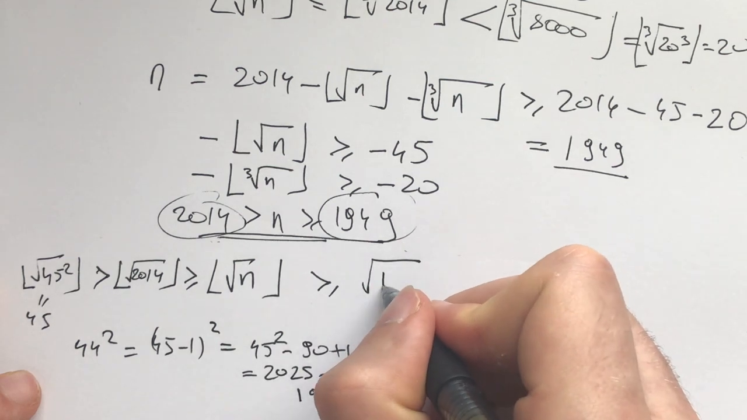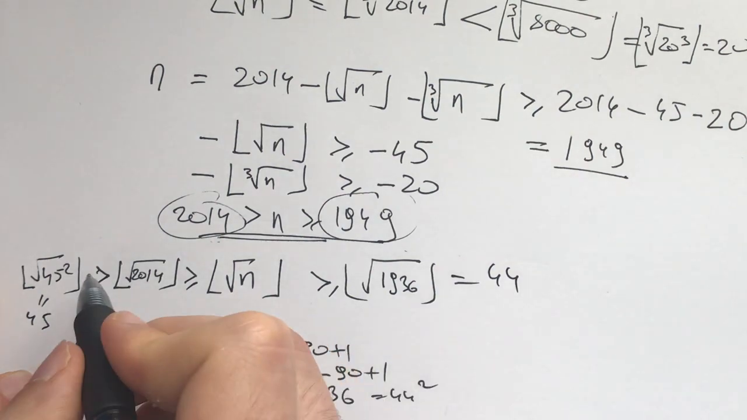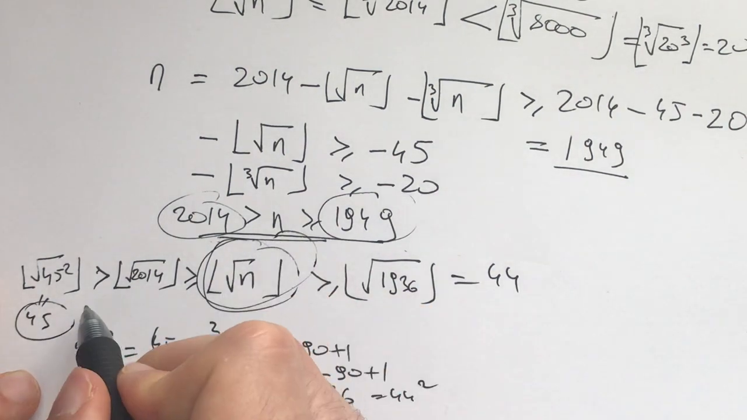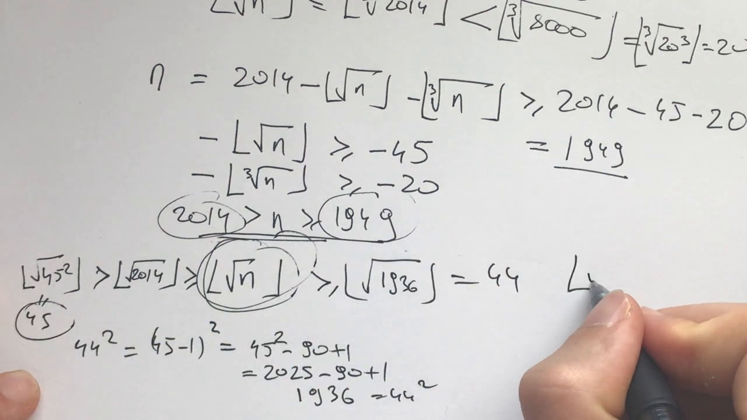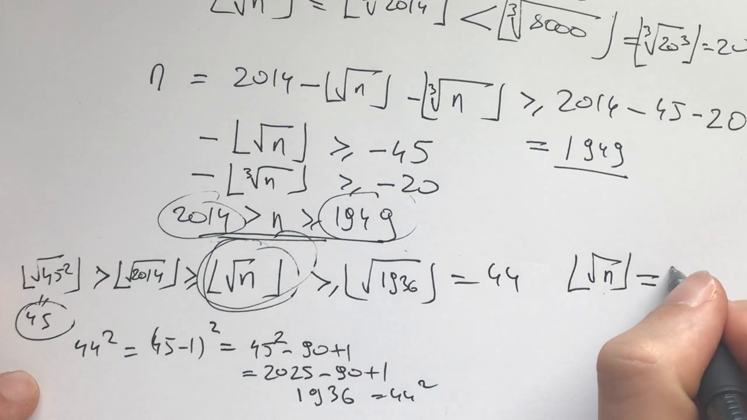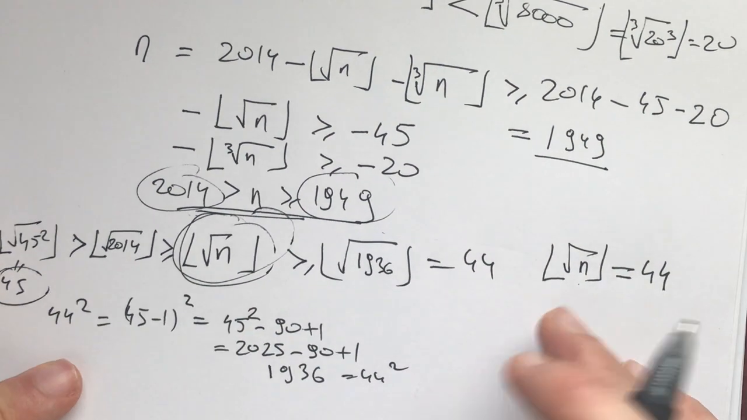So the square root of 1936 is 44. And since the floor of the square root of n is an integer, it's less than 45 and greater than or equal to 44. That means that the floor of the square root of n is equal to 44. And now how do we figure out what the cube root is?